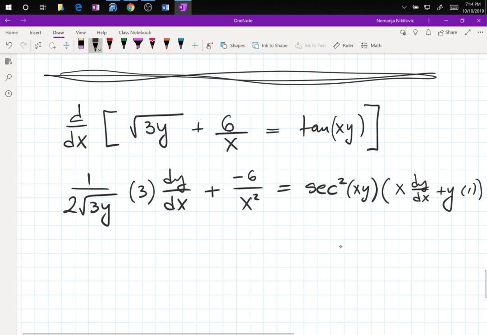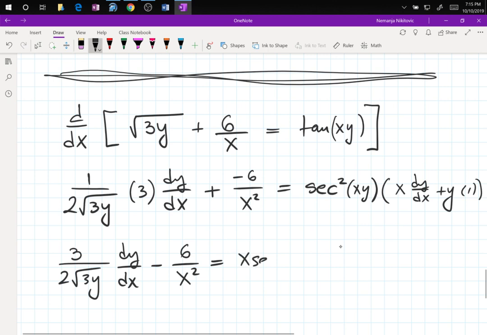So I have 3 over 2 root 3y dy dx minus 6 over x squared. And here I have to distribute, so I have x secant squared xy dy dx plus y secant squared xy. All right, meditate on this for a while.